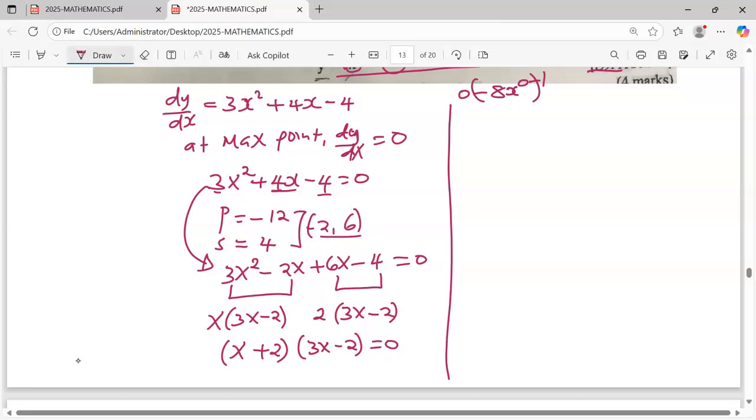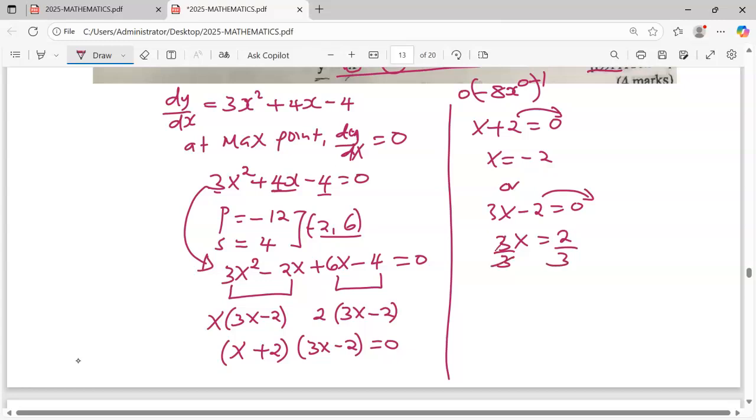Once we have done that, we can say x plus 2 will give us 0. If you take positive 2 to the other side, the value of x will be negative 2, or 3x minus 2 will give us 0. We move negative 2 to the other side, 3x is equal to positive 2, then divide by 3 on both sides. The value of x becomes 2/3.